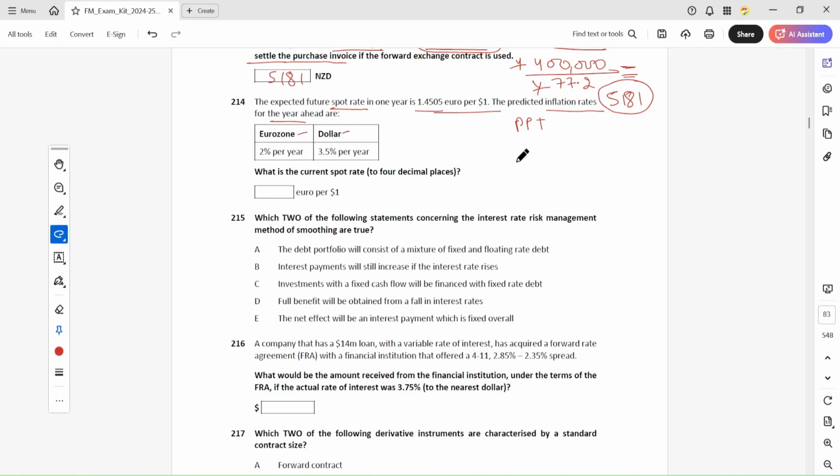What it says is that if a country has higher inflation, its currency will depreciate. So by using this we can calculate the forward rate. Okay, so what is the expected spot rate in 1 year?